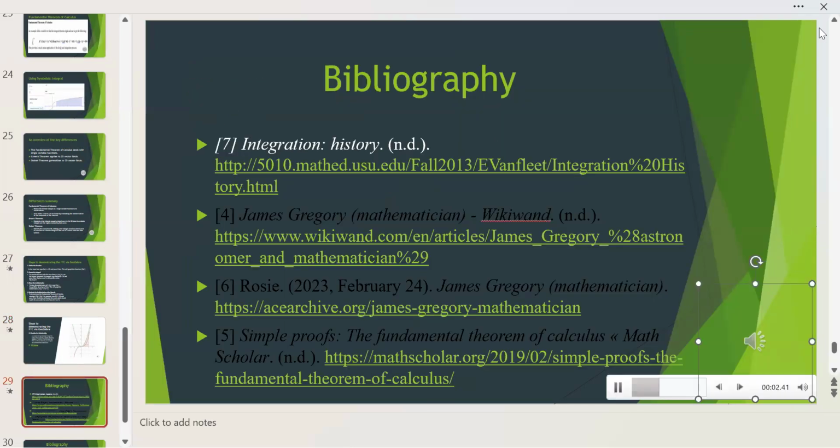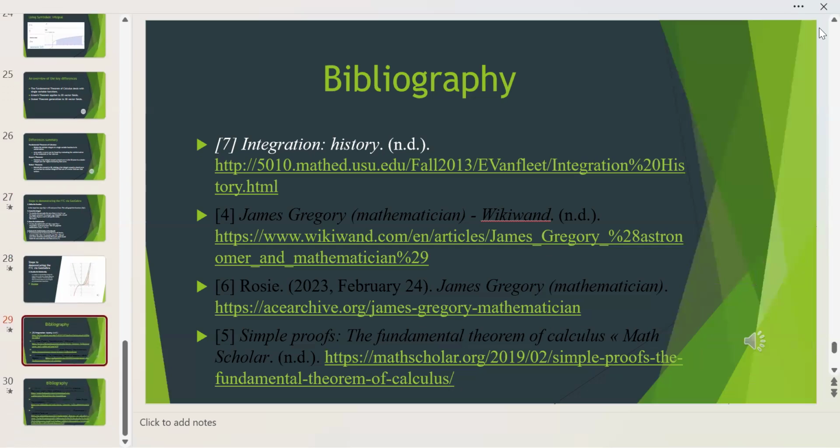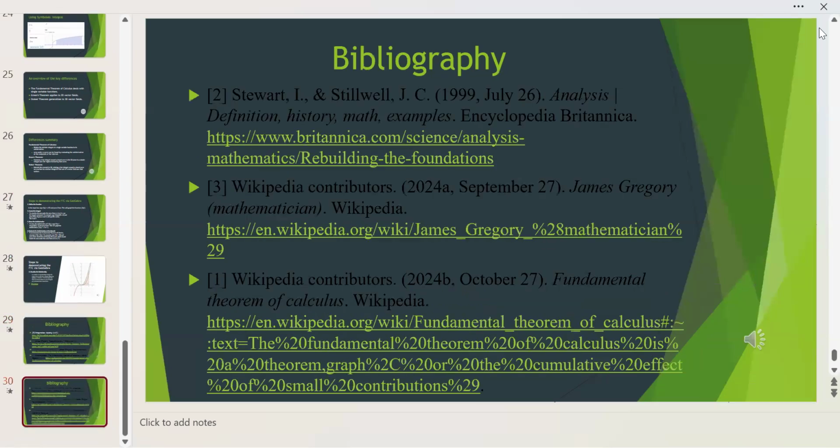These are our sources. We have about 7 different sources, but these sources are mostly focusing on the historical aspect of the fundamental theorem, some of which we've covered in class already, so it shouldn't be too much.